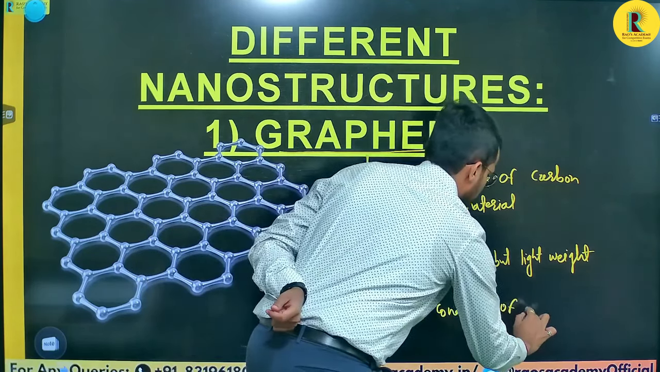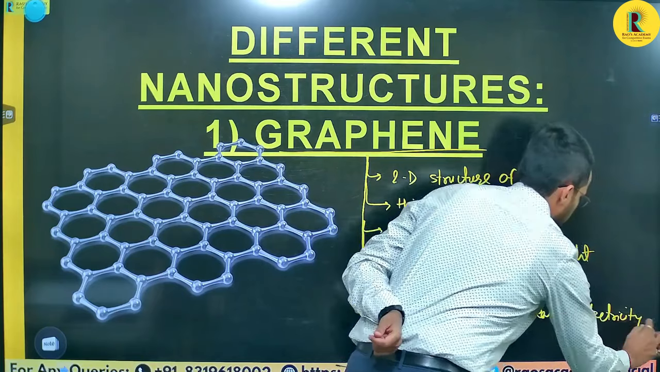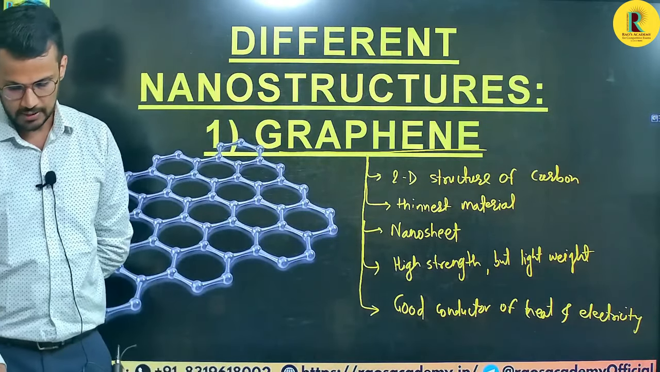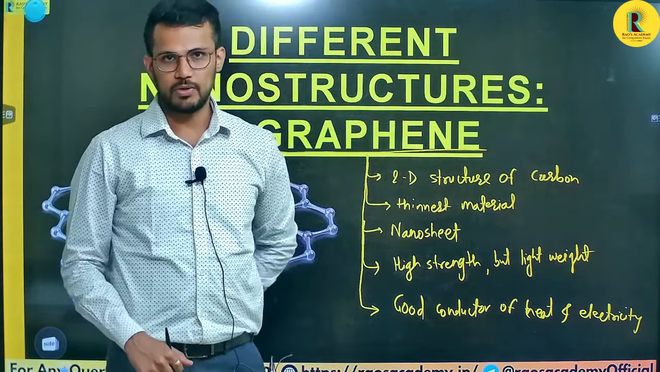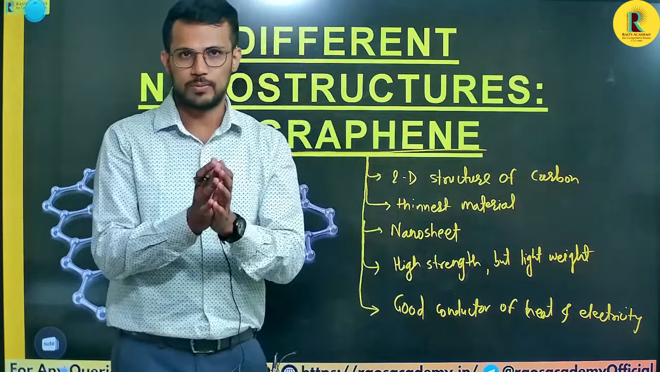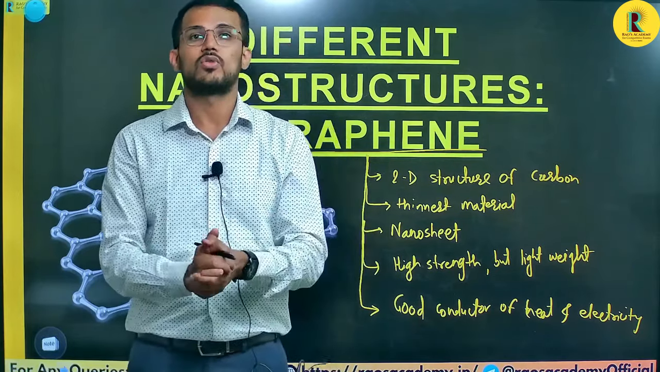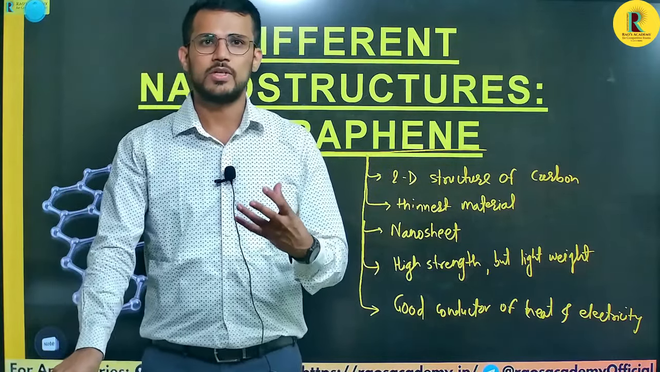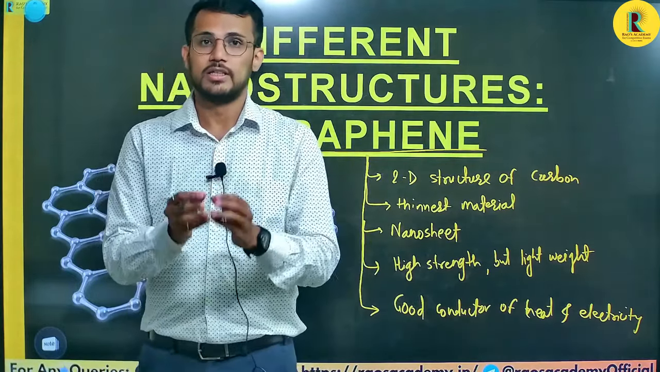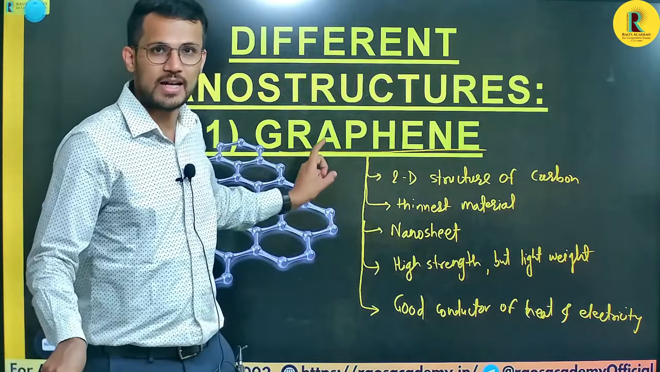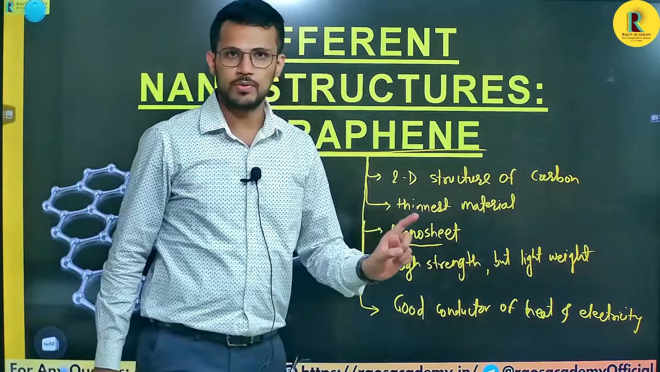it is good conductor of heat and electricity. Fine. And that's why it can be used. Graphene can be used for the production of electronic devices, right? Generally, this graphene, it is flexible as well. Graphene is flexible, and that's why it can be used for the production of flexible electronics. For example, these days we have flexible phones as well. You must have seen Samsung Z Fold and all. So, those gadgets use graphene. Fine. So, that is first important nanostructure called as graphene. It is in the form of nano sheets. Fine. So, that is one. Next.